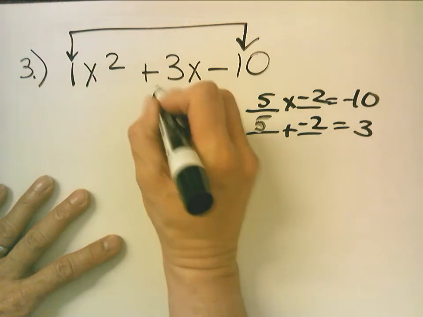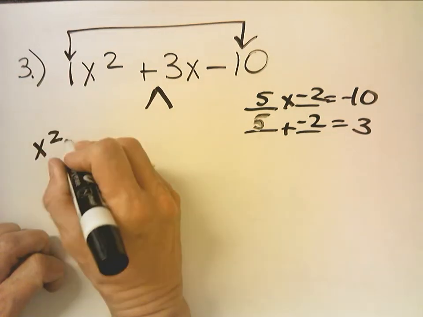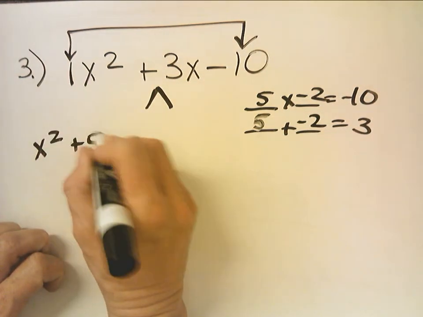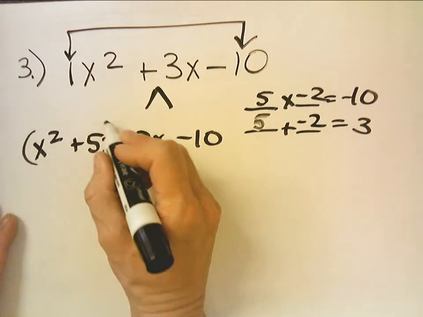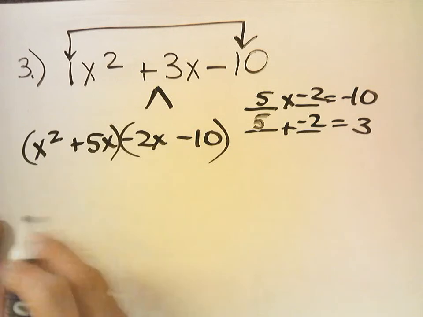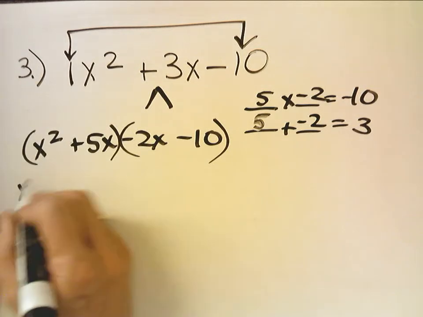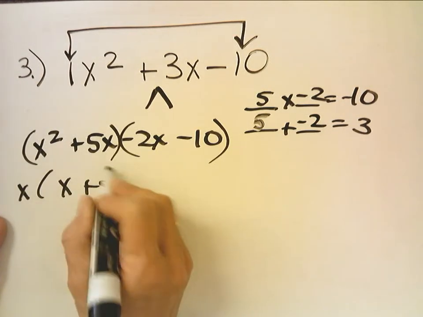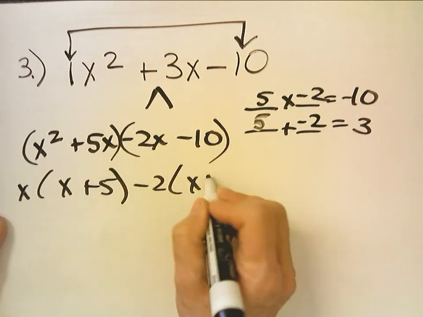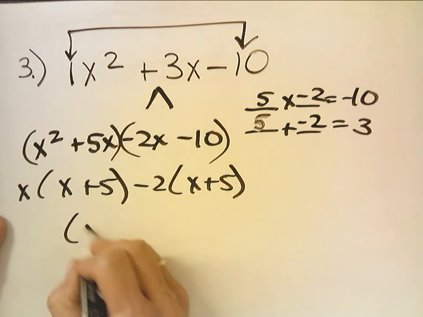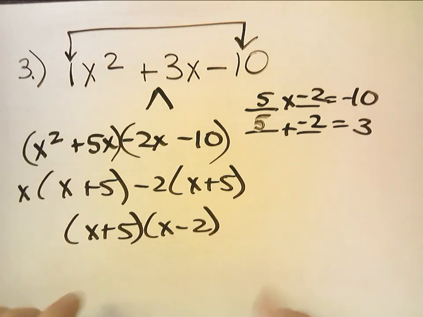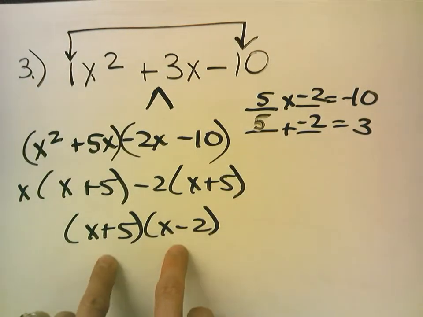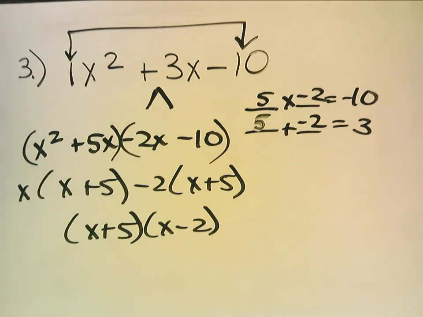So now I rewrite this using plus 5x minus 2x minus 10. So I've broken my trinomial into a 4-term polynomial that I can factor by grouping. Negative 2, x plus 5. This ends up being x plus 5 times x minus 2. Again, notice my magic numbers are my solution.